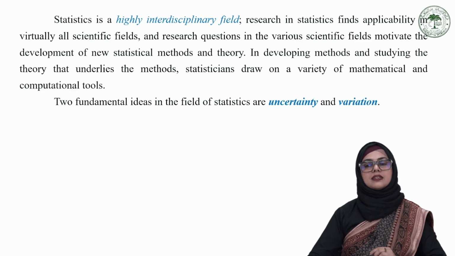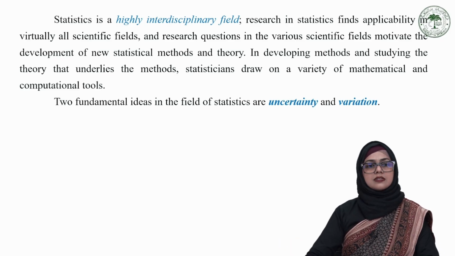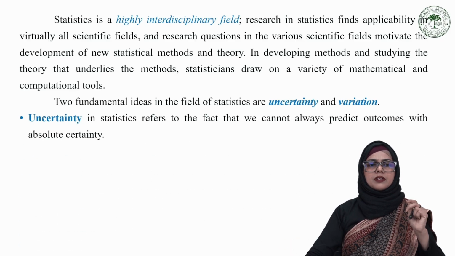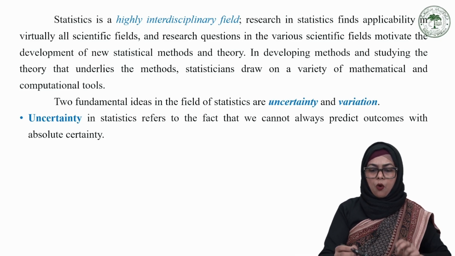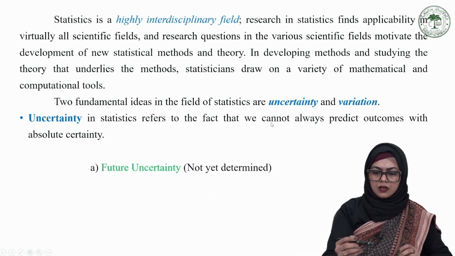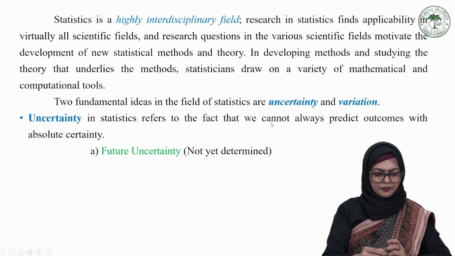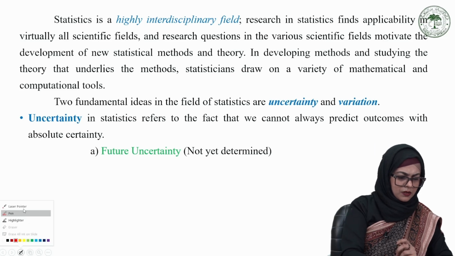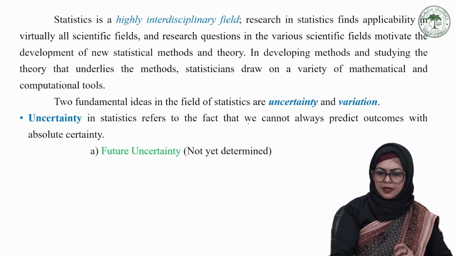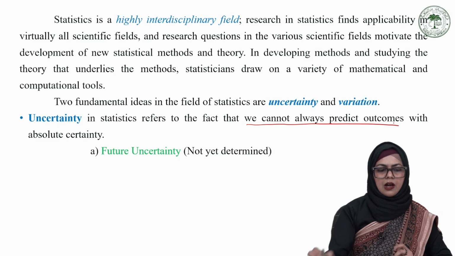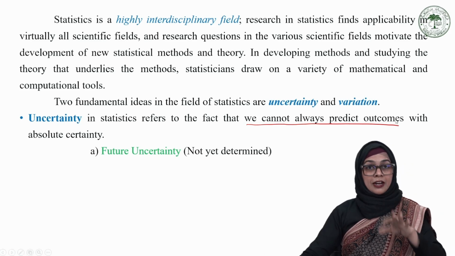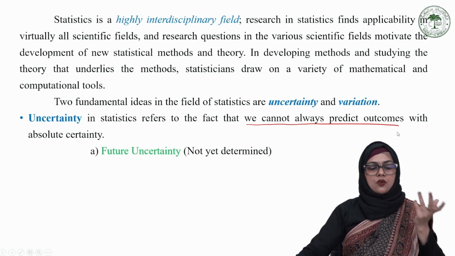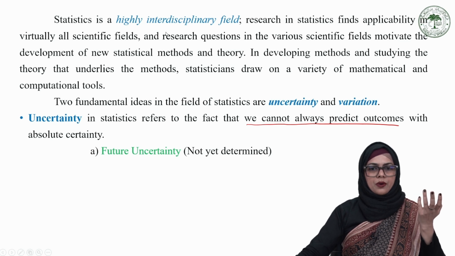Now what does uncertainty mean? Uncertainty refers to the fact that we cannot always predict outcomes, and that too with absolute certainty. We cannot do so, right? Because the future is sometimes so unknown to us, like how are we going to manage it?